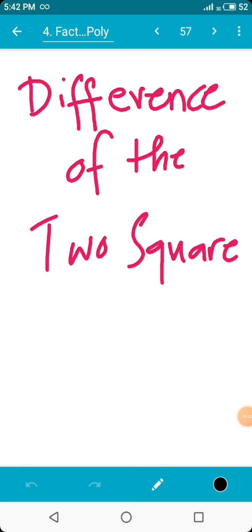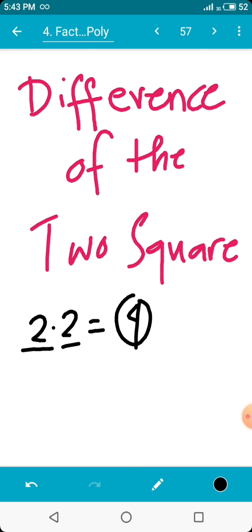Okay, so later, kukunin natin yung factors ng binomials. So, ibig sabihin, dalawang terms. And then, yung terms na yon ay parehas na squares or perfect squares. Okay? So, ano nga ba ulit yung perfect squares? 'Di ba? Yun yung pag minultiply natin or may factor siya na pag minultiply natin sa sarili, yun yung product. So, like, 4, ang factor niya is yung parehas na 2, or pwede rin yung 9, kasi yung factor niya is parehas na 3. Okay?